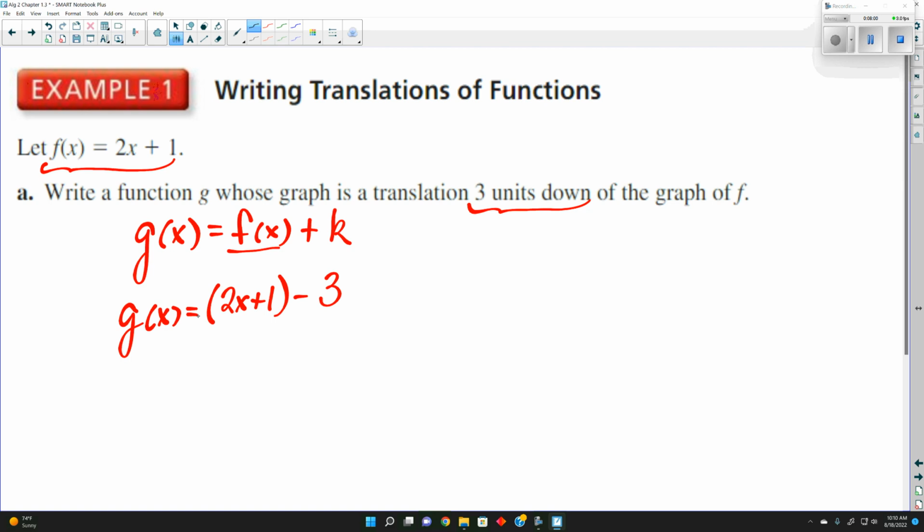Any questions so far? We're good with this so far? Now we just need to simplify.